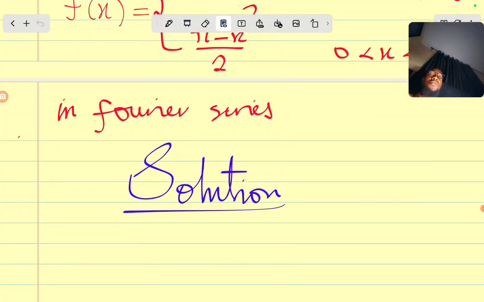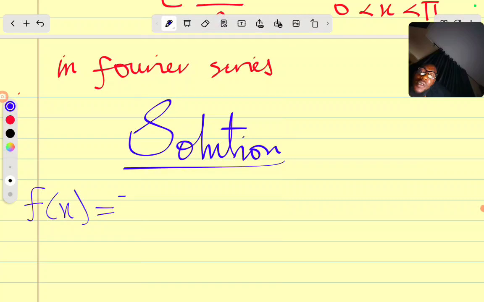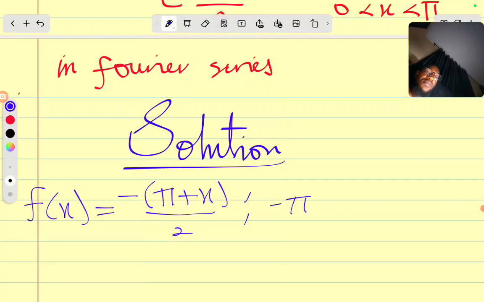Now this is my solution. Let me take the first function that we have above, which is f of x equals minus into the bracket of pi plus x all over 2, on the given interval minus pi less than x less than 0. Let's call this equation 1. So the first thing that you have to do is confirm whether the given function is even or odd.